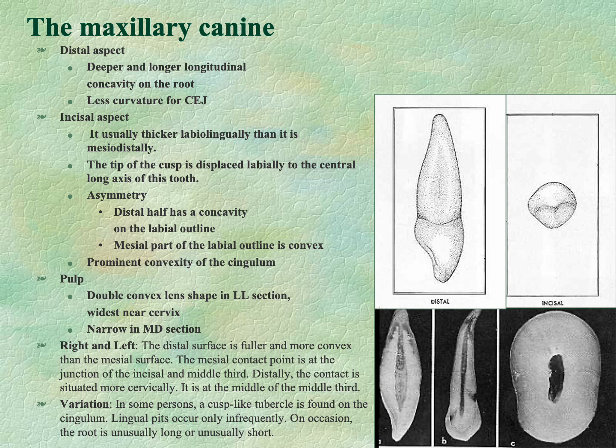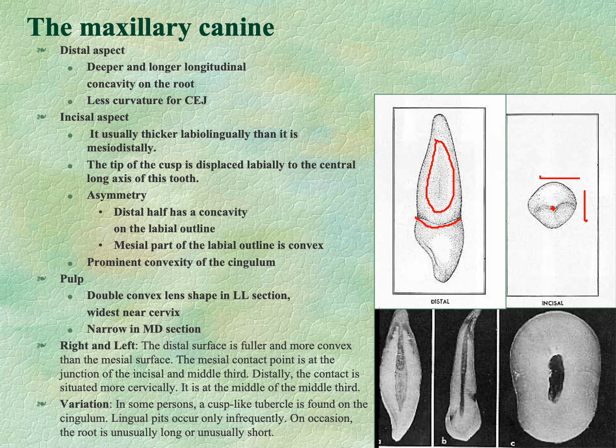From the distal aspect, the concavity on the root is deeper and longer. You have less curvature of the CEJ. The incisal aspect is thicker labiolingually than mesodistally. The tip of the cusp is displaced labially to the central long axis of the tooth.